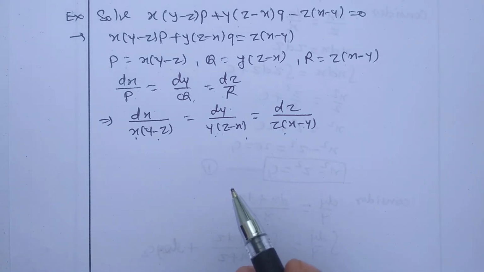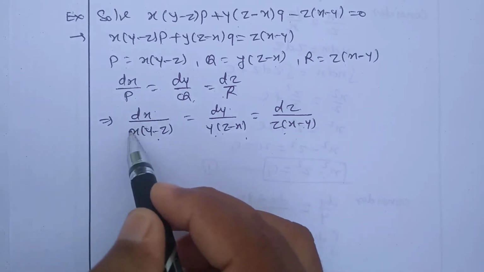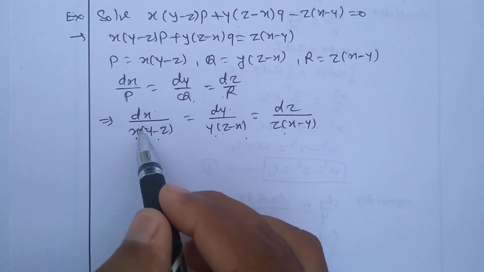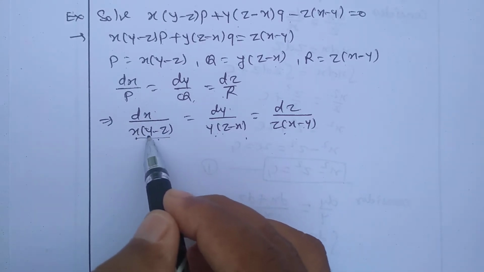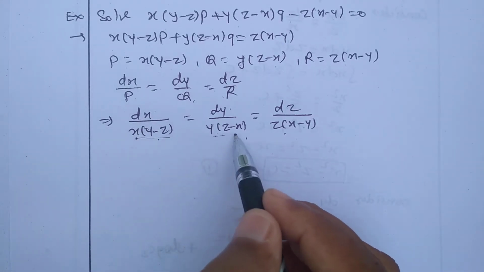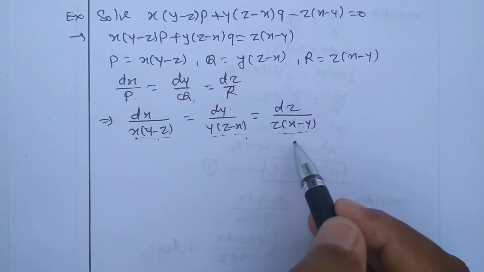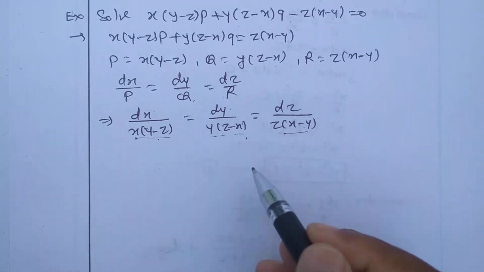So what is the method of multipliers? We have to choose the multipliers L, M, N such that L into P, that means we are going to multiply this term by L plus this term by M plus this term by N, so that this addition becomes 0.